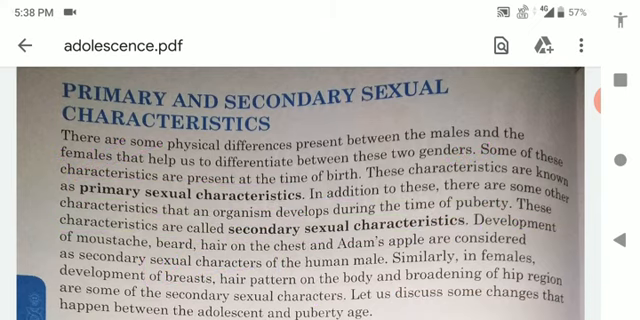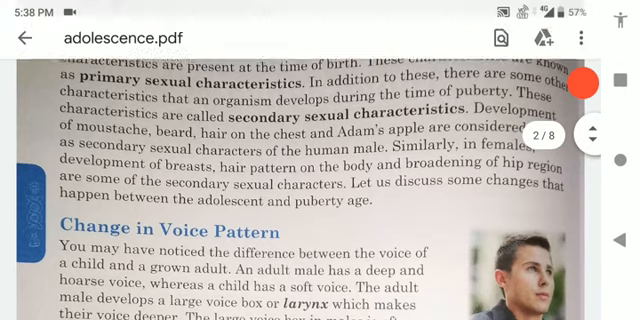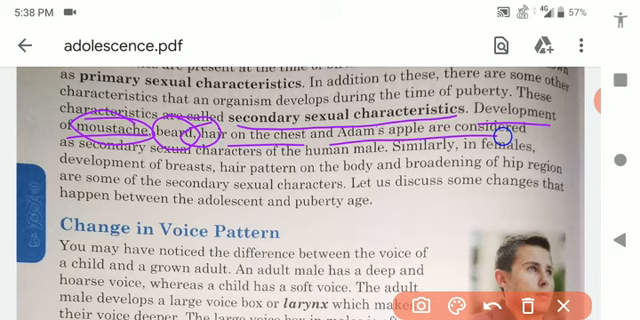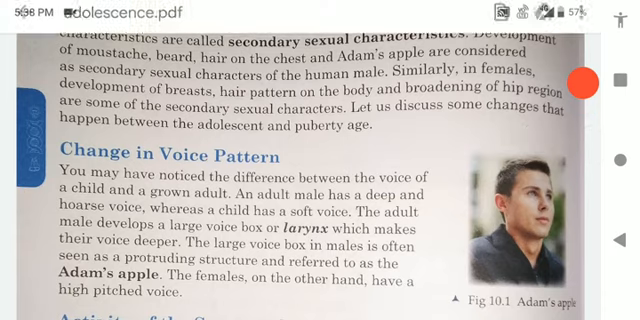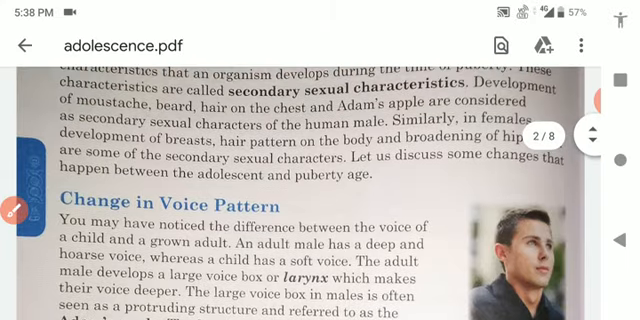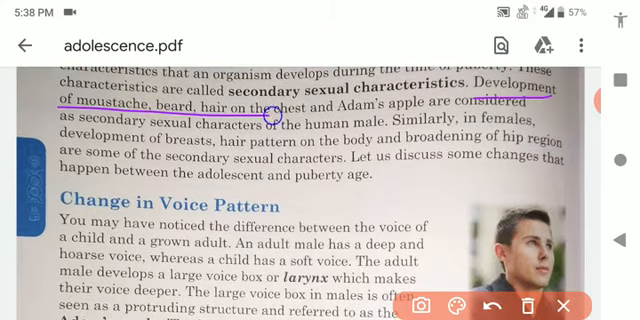Now let us start learning another topic. What changes do you observe as secondary sexual characters in male? Development of mustache, beard, hair on the chest, and Adam's apple. You can see that in the figure, this is called Adam's apple. So the development of Adam's apple can be seen in male. These are the unique features that can be observed in male. Understood? So these are the common features of secondary sexual characters in male.